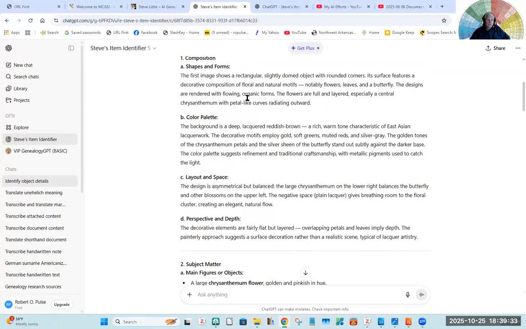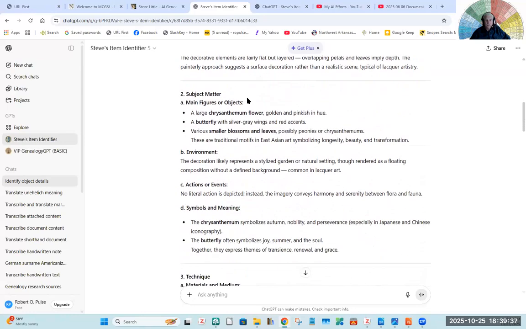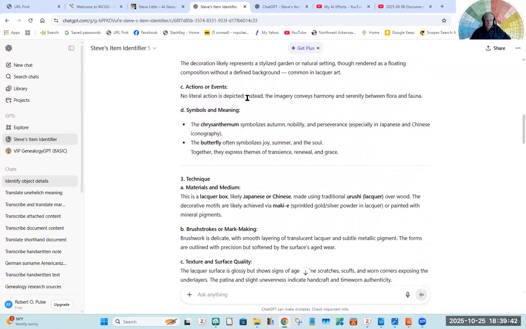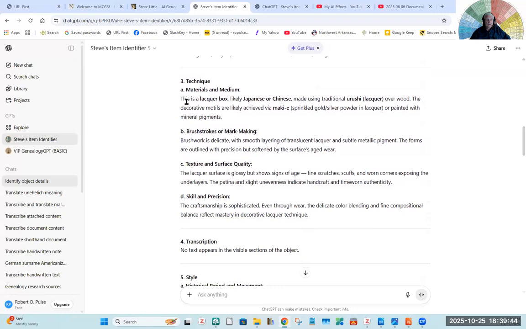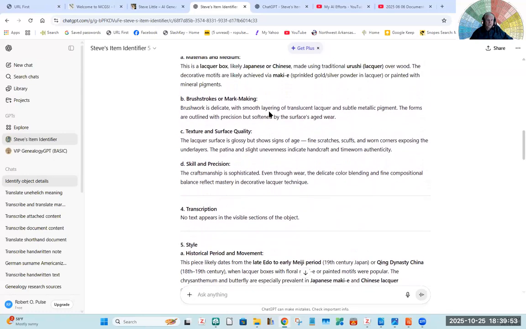So anyway, I thought this was a very detailed analysis. The big surprise here is this is Japanese. Could be Chinese, but it'd be older if it's Chinese. Younger if it's Japanese. Here it is. This is a lacquer box of Chinese or Japanese origin. Interesting thing about this is during the process of all this, the individual that I'm talking about left Germany in 1853, and the Japanese didn't open their markets until 1854.